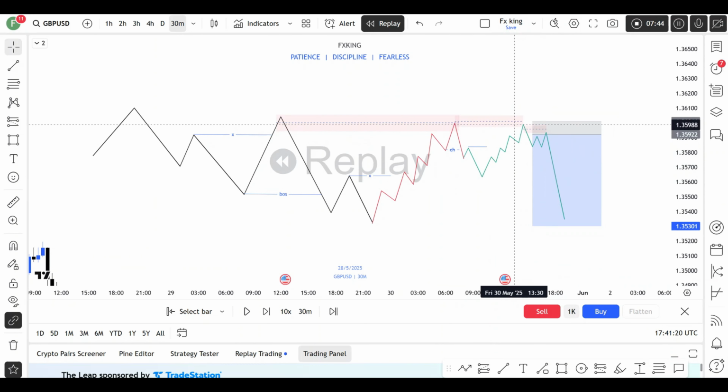So if I'm to advise you, I say you use just this first change of character method here, and you put your stop loss above here. There's no need for you to get too tight with your stop loss or too greedy, right? Give the market some room so that the market can breathe. So this is our first entry technique.